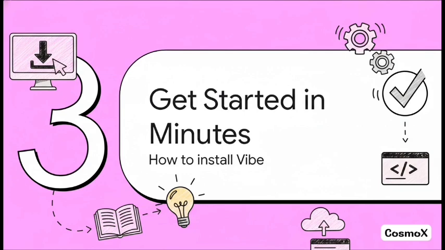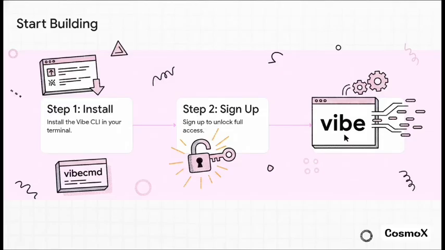Now for the best part, how ridiculously easy it is to get up and running. Seriously, getting started is as simple as 1, 2, 3. You install the tool from your terminal, you sign up for an account to unlock everything, and then you just type Vibe. That's it. We're ready to start building.